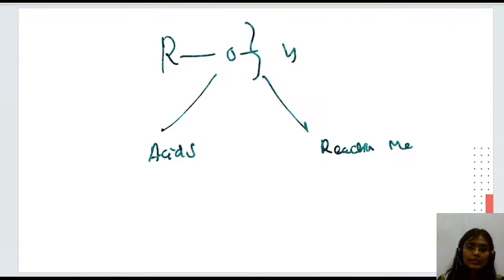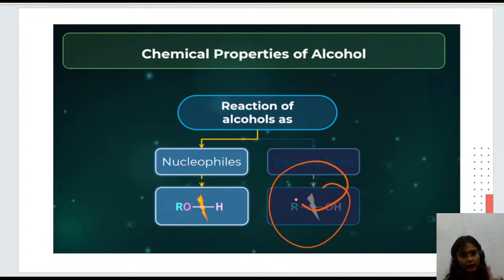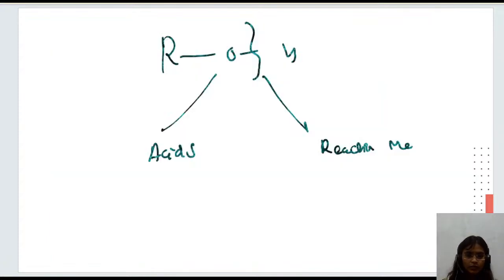Now let's go with the second point, where the bond between R and OH is going to break. Now we are going to discuss the second point, that if the bond between R and OH is going to break. Okay, so let's continue with this topic now. So let's start.